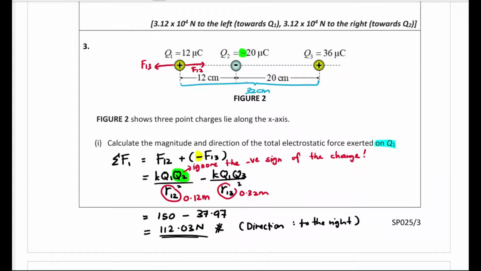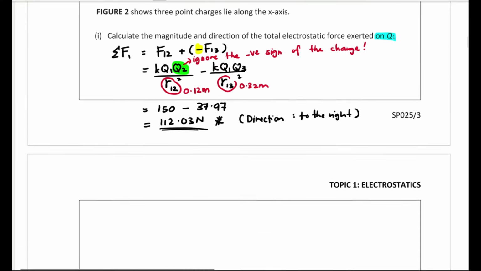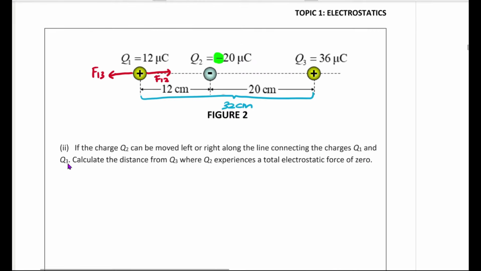Okay, finish question number 3.1. Okay, kita baru finish question 3.1. Okay. So sekarang kita nak jawab 3.2. Sekejap. So, question number 2. If the charge Q2 here can be moved left or right along the line connecting the charges Q1 and Q3. So here we have Q1 and Q3. Okay, Q1 and Q3 static or stay at the same position. Q1, Q3 tidak bergerak. Okay, so dia kata if charge Q2 can be moved to the left or to the right, kita boleh gerak kiri ke kanan.